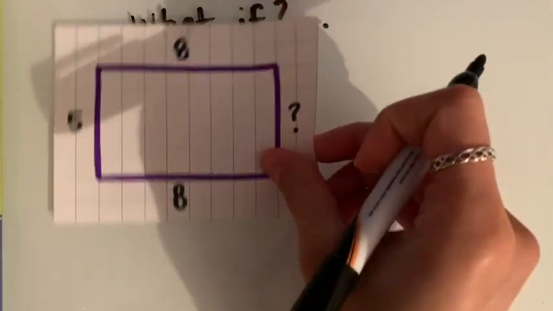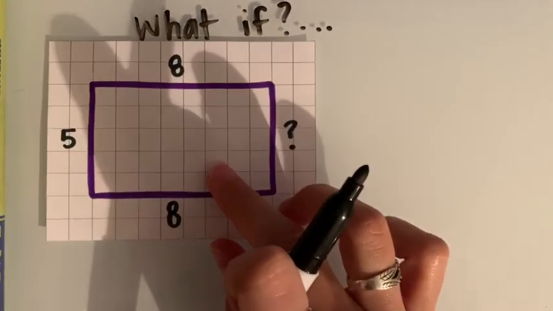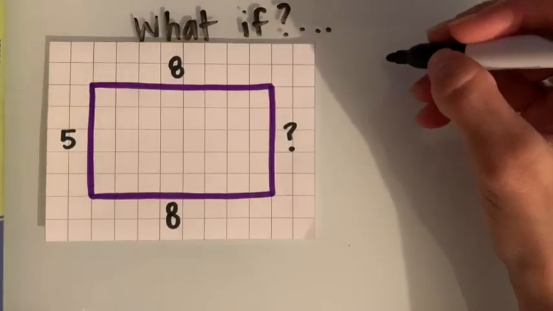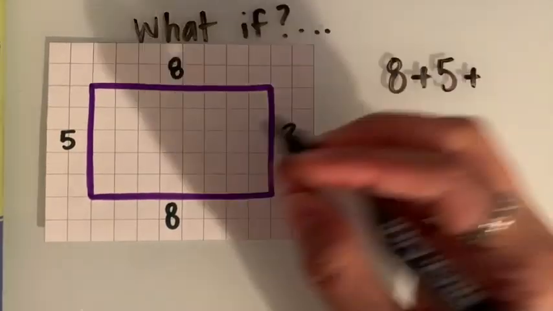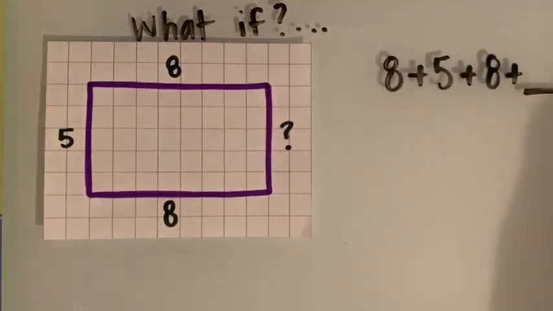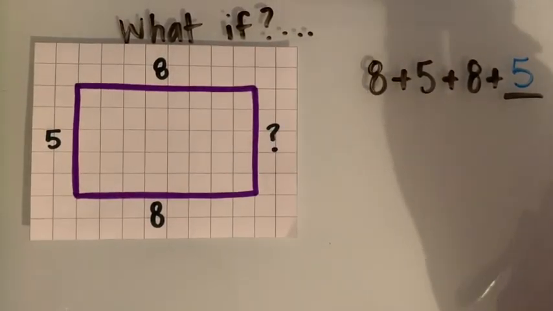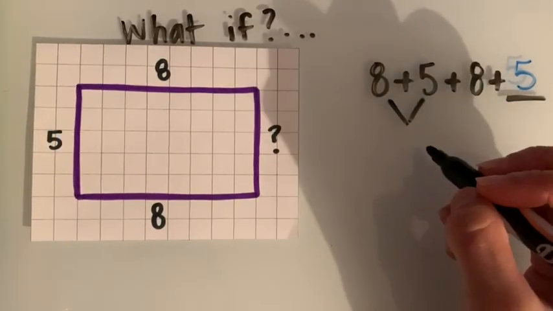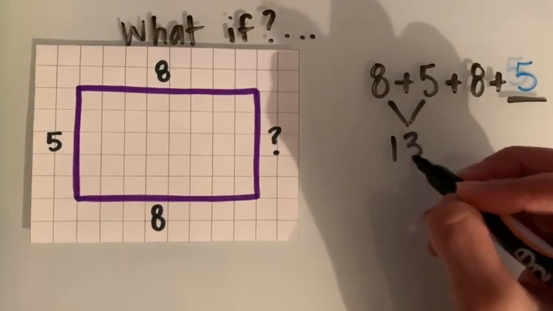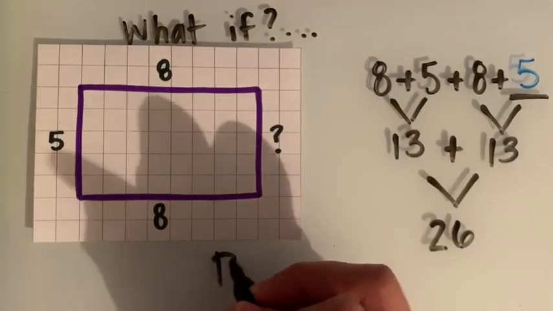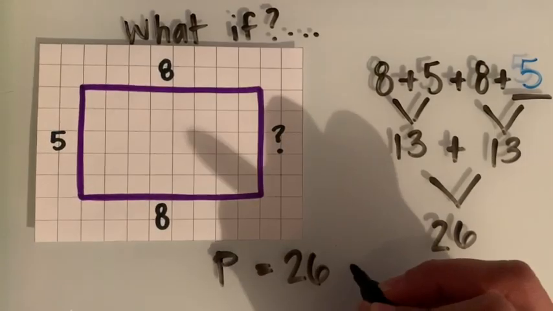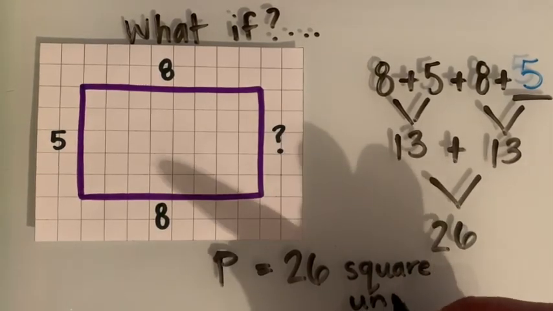Today, we're going to be looking at perimeter, and we're going to see what if there's a side that is missing? What if there's a side that there's no given number? So in this example here, we start by adding the ones we do know. 8 plus 8 plus 5. And we see that the 8 and the 8, it's the same length. So the side of the 5 is the same length as the other side as well. Therefore, we come to the conclusion that it is 8 plus 5 plus 8 plus 5, which makes 13 plus 13, and then 26 total. So the perimeter for this figure is 26 square units.